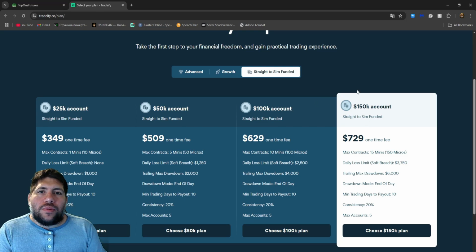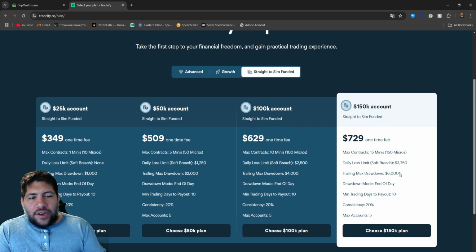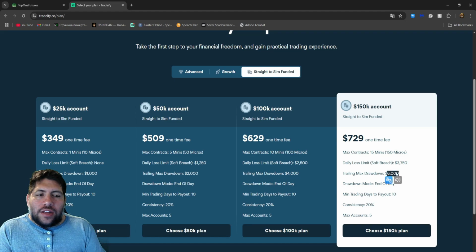But the rules to be able to qualify for a straight to sim funded for Tradeify are, again, you can't have a max loss of $6,000, so obviously don't burn the account. You need to get to $9,000 in profit. You have to have a minimum of 10 trading days as well to be able to achieve that target of being able to get a payout, and that's it.